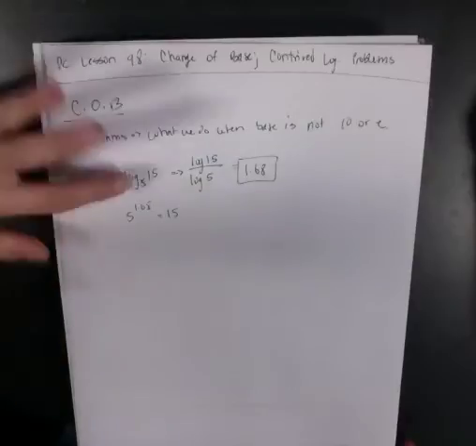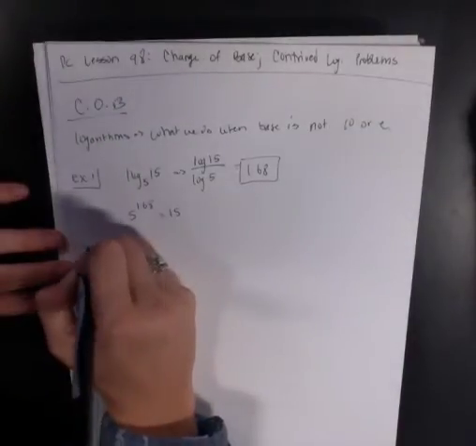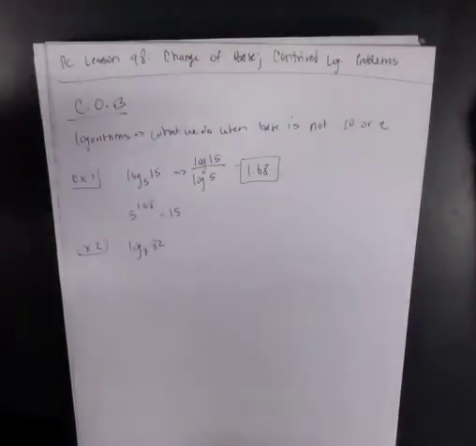And if you have a fancy calculator that you can put in any log you want, I don't care. You don't get to do it that way. You have to use change of base. Let's do another example. Change of base. So easy, so fun. Log base 7 of 82. You don't know what that would be.